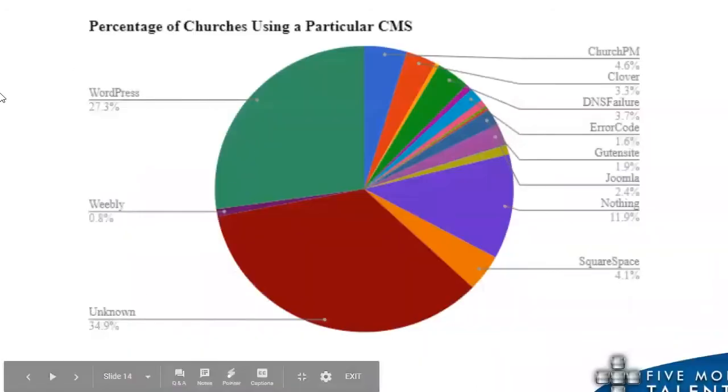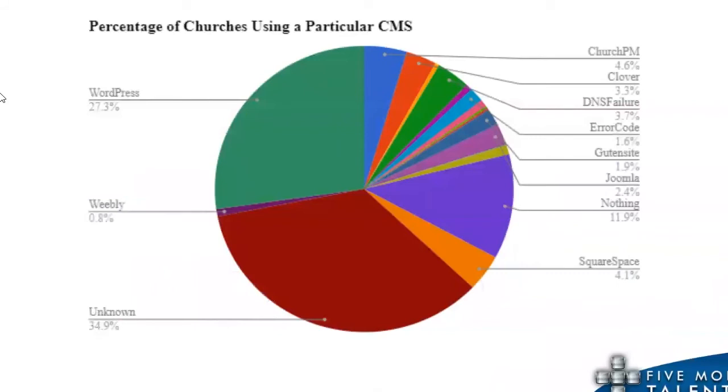Now, a few years ago, we did a study of about 1,500 Presbyterian churches, and we wrote our own little program that went and looked at about 1,500 websites to see what kind of content management system they were using. And you can see a summary of the results here. We found that about 12% at the time were not using any content management system that we are aware of.